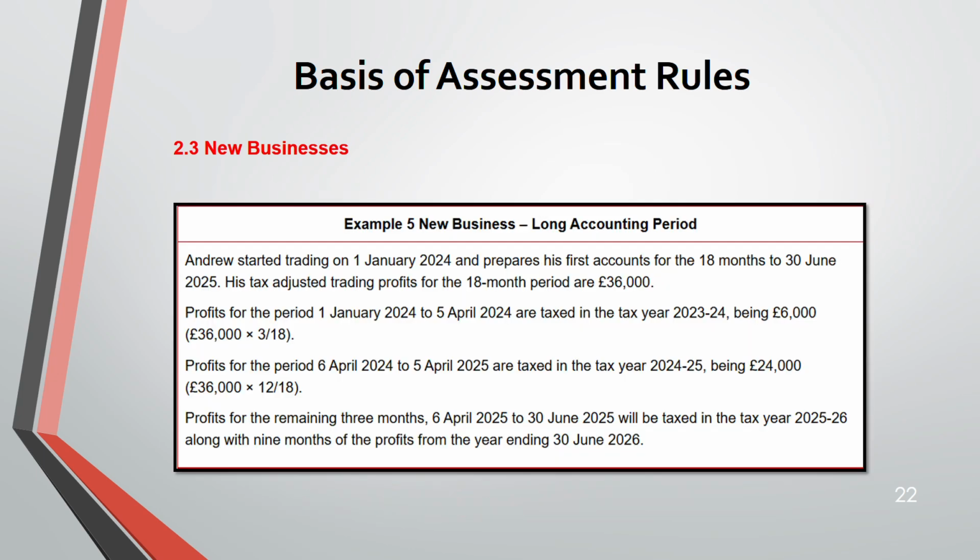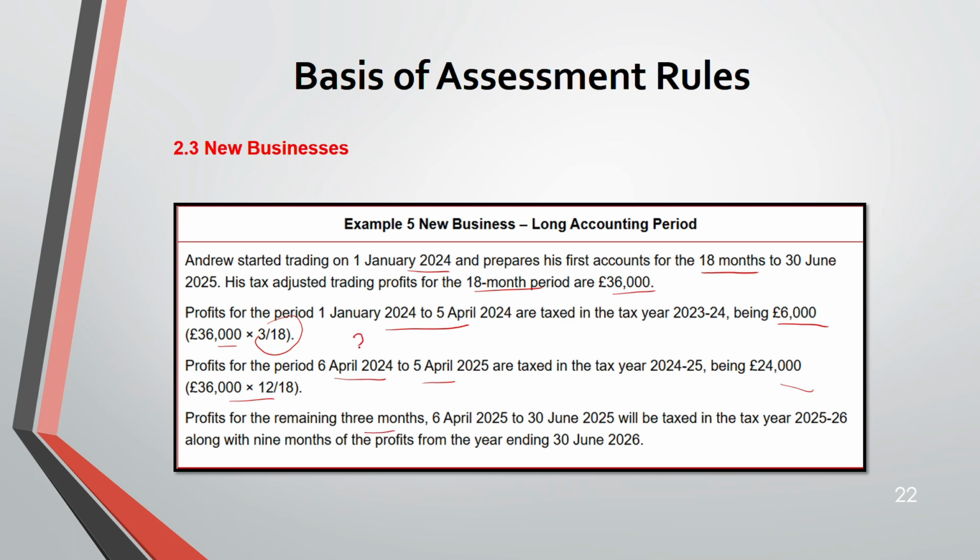This is an example for a long accounting period. So Andrew starts trading on 1st Jan 2024, prepares accounts for 18 months to 30th June. So they have already given the tax adjusted profit for 18 months, 36,000. So from 1st Jan to 5th April, for 3 months out of this 18, for 3 months of 36,000, the profit taxed is 6,000. Then from 6th April 24 to 5th April, normally 12 months. So you have to take 12 months, which is 24,000.